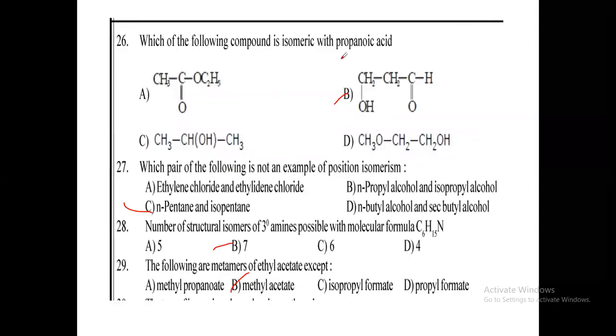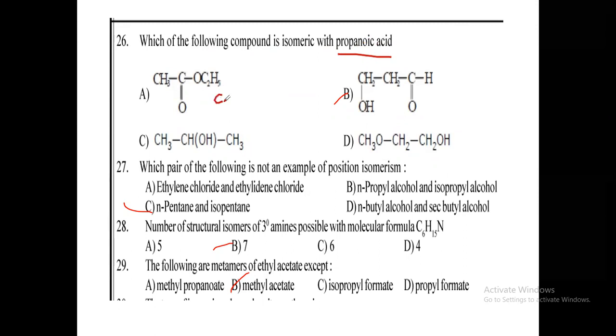Hello everyone. Today we are going to discuss today's JEE Mains Model 4 examination, which is based on chemical kinetics and isomerism. In isomerism, we have structural isomerism and geometrical isomerism. Okay. So first, what they have asked in 26th one, which of the following compounds is isomeric with propanoic acid?